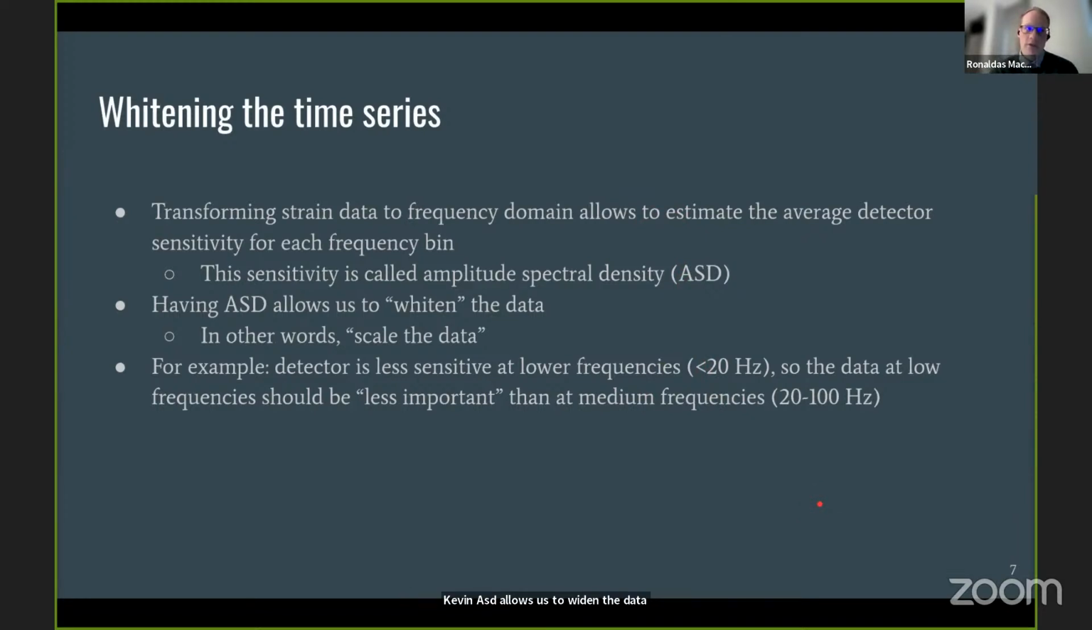This is jargon in data analysis. It basically means scaling the data. For example, the detector is less sensitive at lower frequencies because of the previous plot that I showed you, and that happens because of the ground motion. So that means that any information at low frequencies should be to some extent less important than at medium frequencies. If you detect something at low frequencies that is a very strong signal, you need to keep in mind that there's a lot of noise happening at low frequency, and that noise is also quite loud. So that's why you should be scaling the data to some extent.